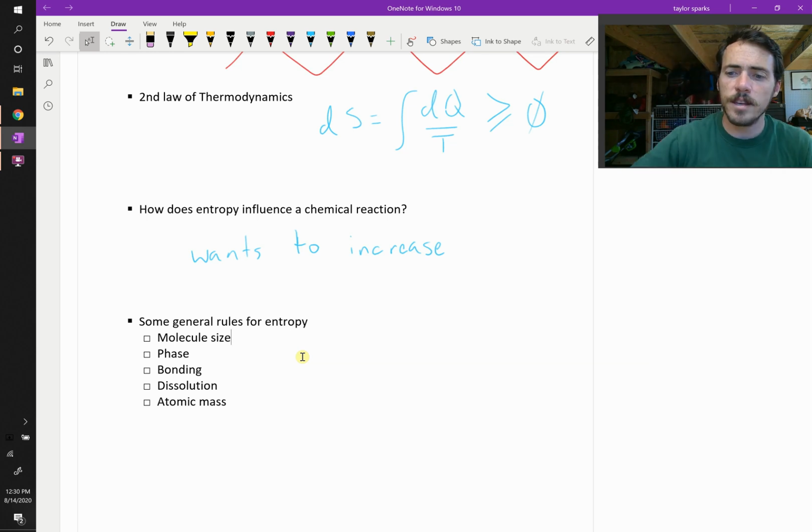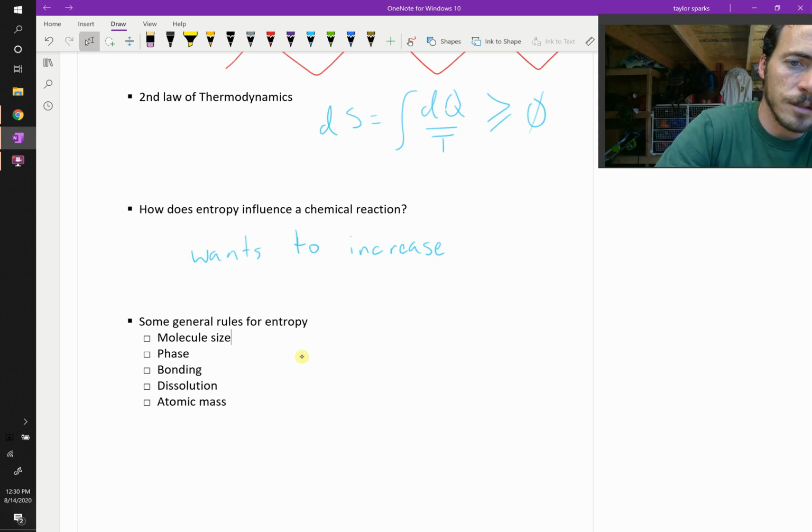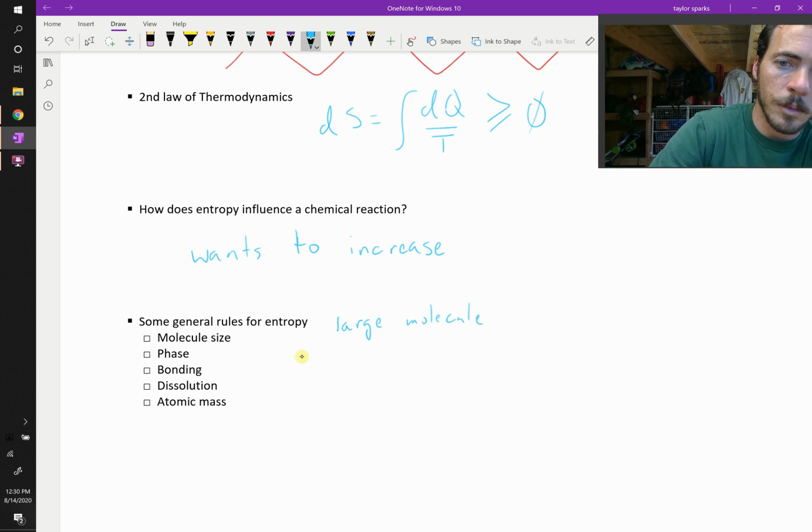What about phases of matter? Well, what phases of matter are out there? You've got solid, liquids, and gas. Which ones are going to change your entropy, right? So first off, for molecule size, large molecules have more entropy. Large molecule, higher entropy.